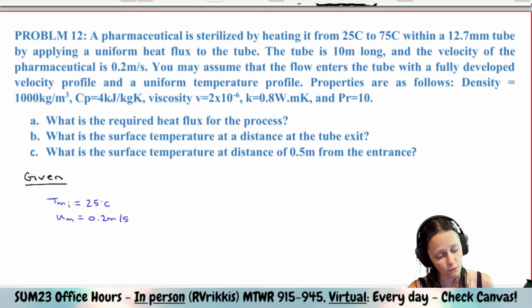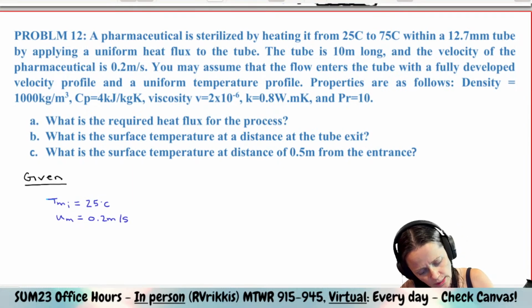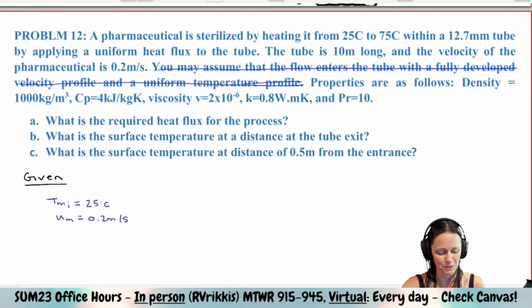You can assume that the flow enters the tube. Actually, let's cross this guy out because I think we're going to be okay to be able to show this. And actually, I see one or two people from this morning's lecture. I made a calculation error and I realized it when I got home. But anyway, to be continued.